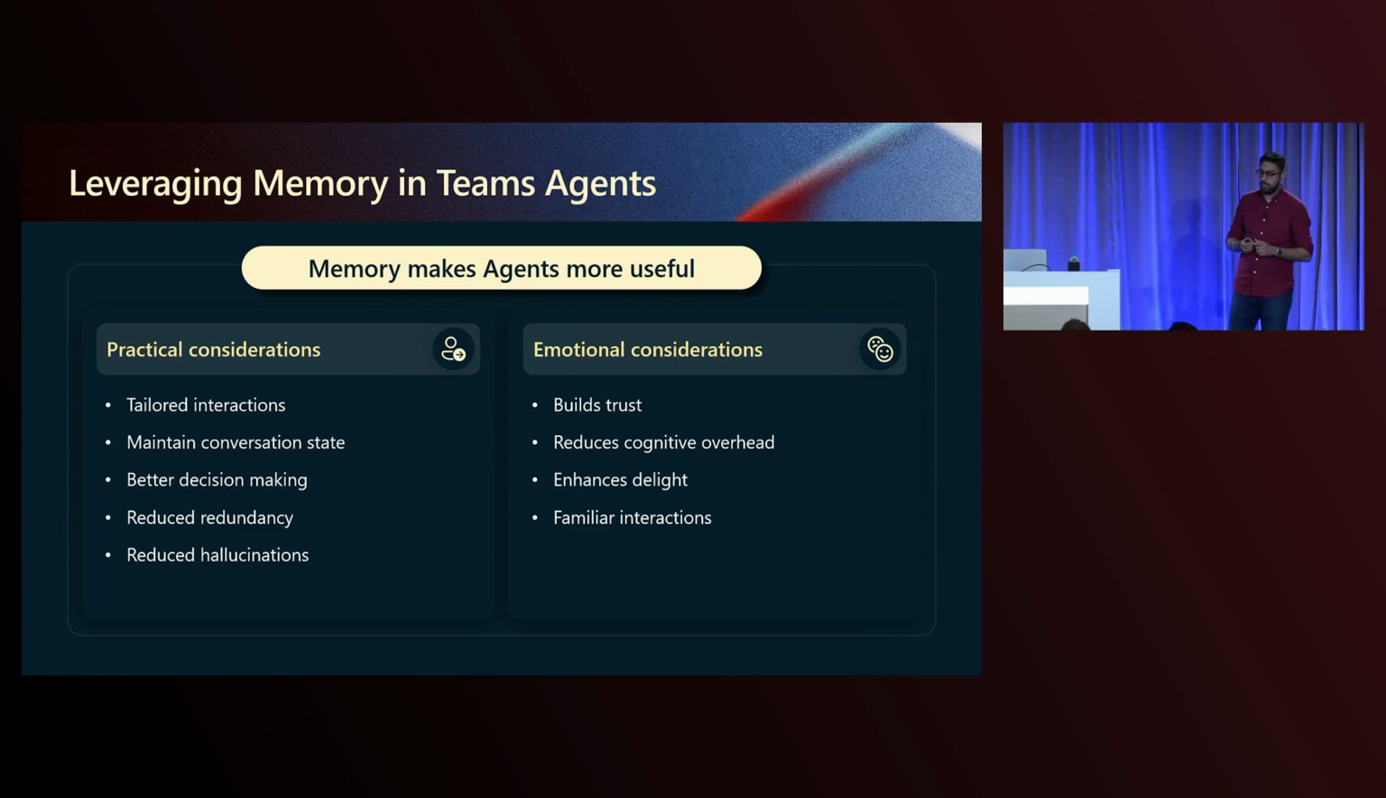For example, if there's a travel booking agent and I've already provided preferences that I like red-eye flights and non-smoking rooms, then the agent should be providing the results and optimizing them already for those preferences without me having to express that again.